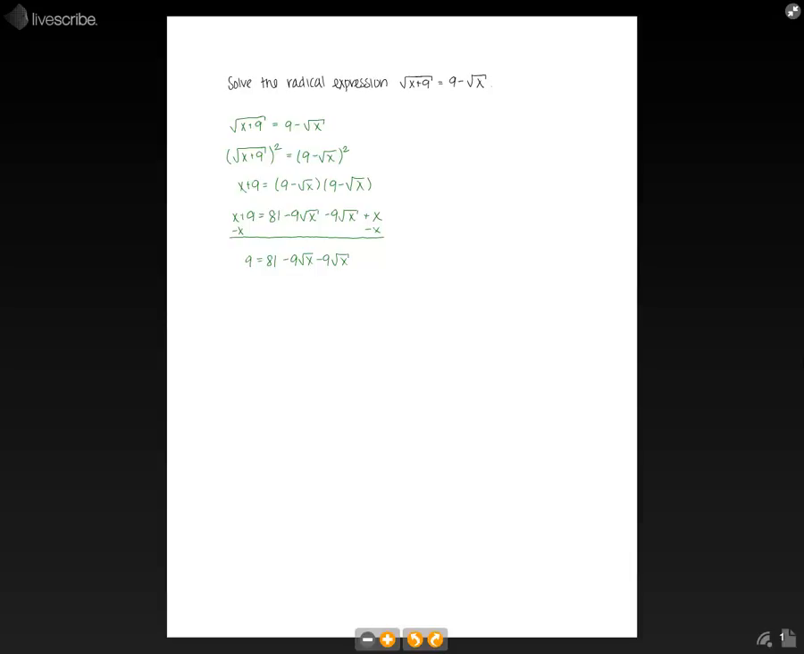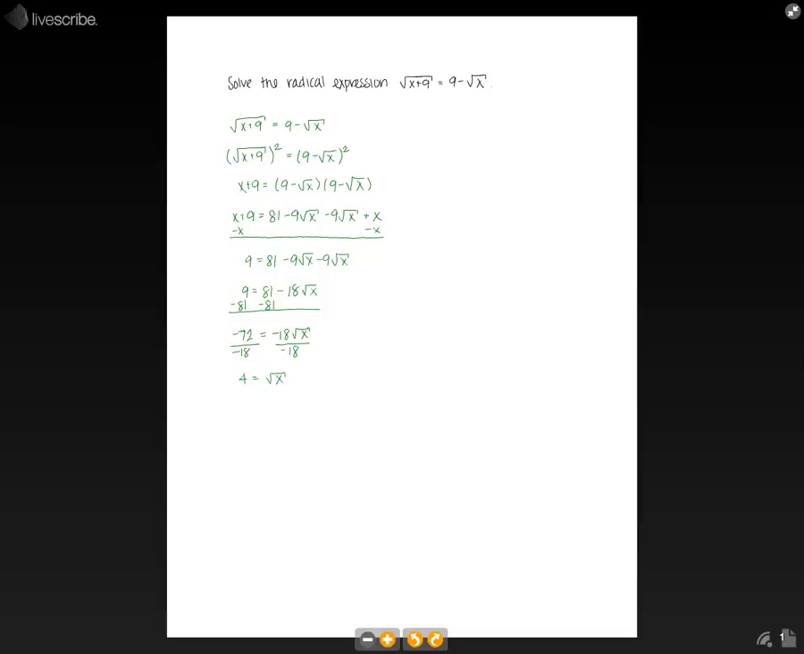Let's go ahead and combine like terms. That's going to be the same as 9 equals 81 minus 18 square root of x. Now we want to get that square root of x by itself, and the first thing we need to do is subtract 81 from both sides. So we're going to end up with negative 72 is equal to negative 18 square root of x. We're going to divide both sides by negative 18 to get that square root of x by itself, and we're going to end up with 4 equals the square root of x.